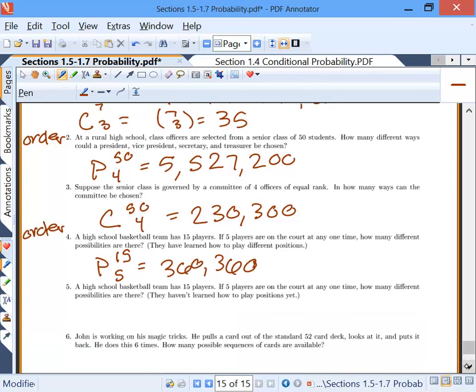Whereas in number 5, they don't know how to play positions yet, so it's really just 5 people out there on the court at a time, so order doesn't matter. So it's going to be a combination. So 3003.